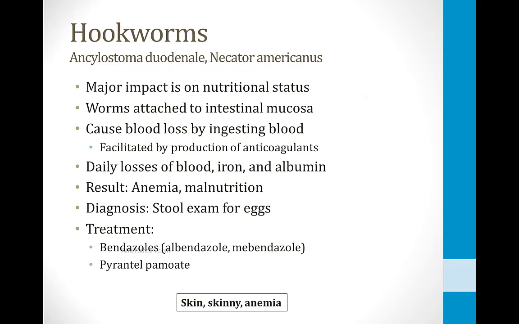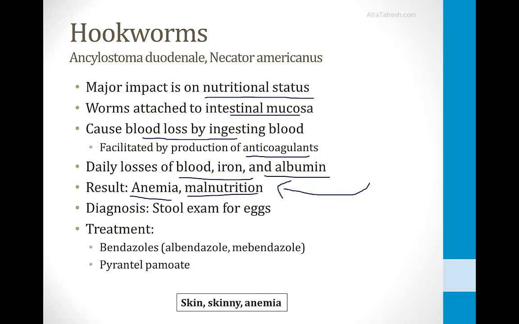I told you that these worms live in the intestine of people who are infected, so you can imagine that the major impact is on nutritional status. The worms are attached to the intestinal mucosa. They cause blood loss by ingesting blood, and this is facilitated because these worms can produce anticoagulants so that they can get blood out of the capillaries without having the blood coagulate. People who are infected with hookworms daily lose blood and iron and albumin, and they get very anemic and very malnourished. And you may see pictures of children who are malnourished in developing countries. Some of that is just from lack of food, but sometimes it's also because they're chronically infected with these hookworms.